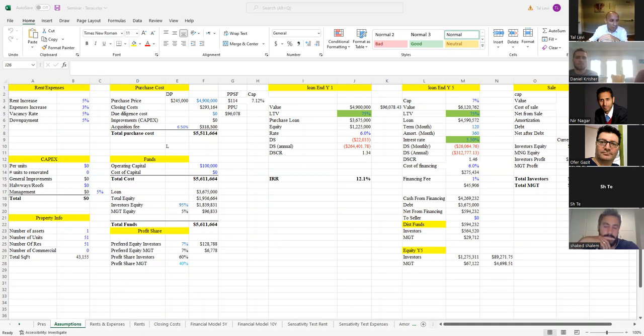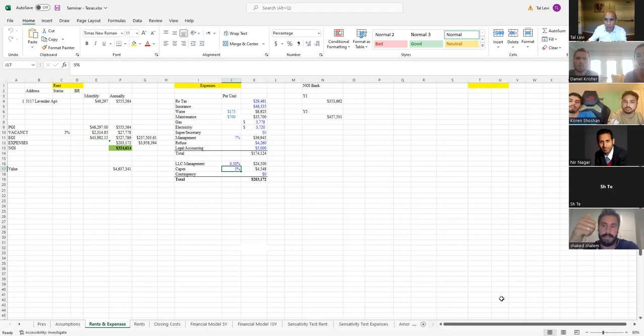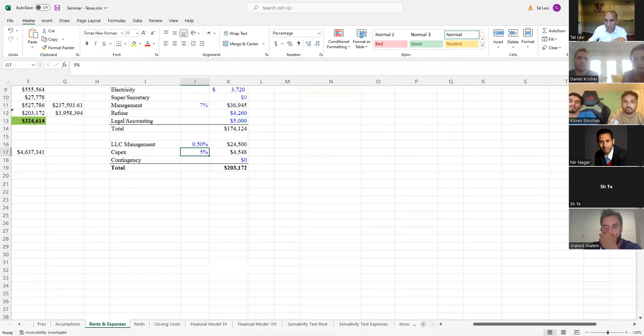I have a tab which gives me, you guys see it, right? Do I need to enlarge it? Because I see Daniel is getting closer to the screen. Do I need to enlarge the Excel? Yes, a bit, thank you. Just a bit. Yeah, okay.